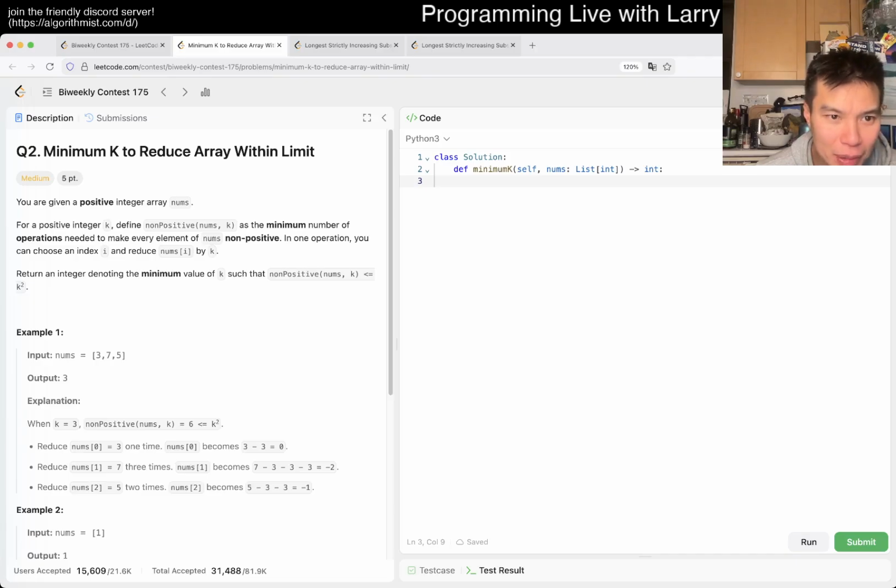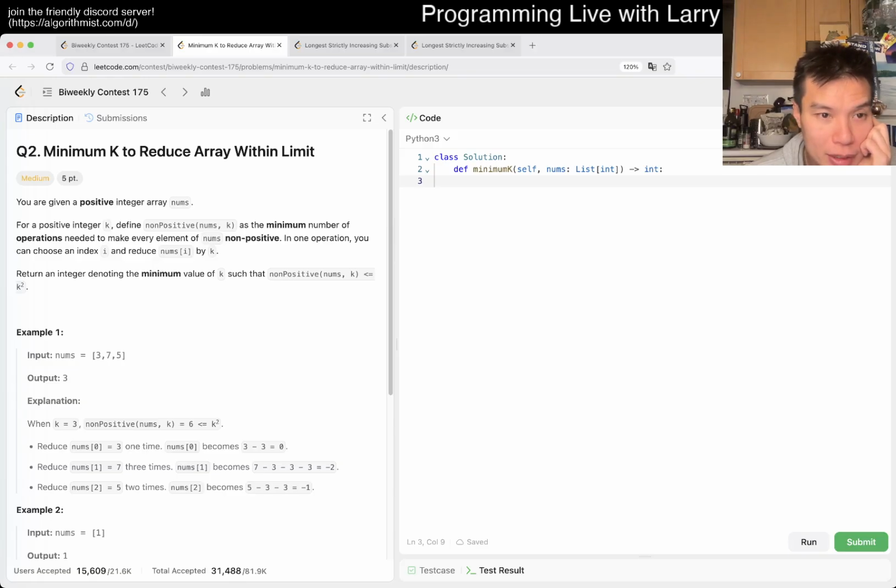Non-positive is the minimum number of every element non-positive. Okay. You can choose an index i and reduce it by k. Okay. Min value of k, I mean, that sounds like a binary search thing, but okay. So why? Let's see.